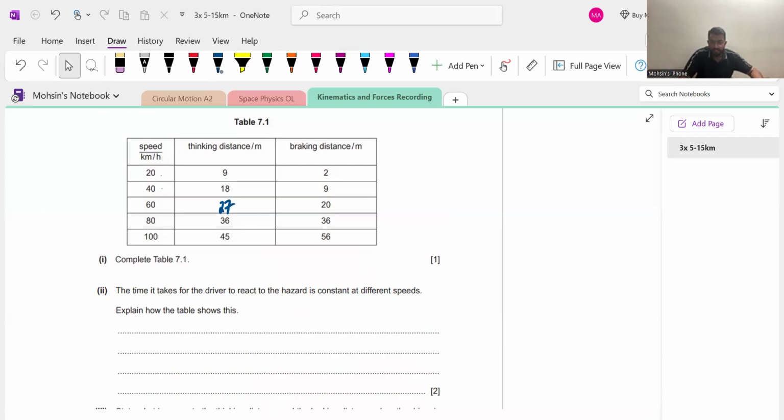So it means the driver is taking the same amount of time for applying brakes. As the speed increases, the thinking distance also increases, but the driver is applying the brake at the same time, because if this changes, then it will no longer be proportional.